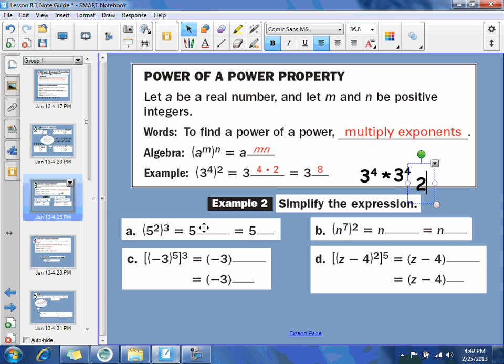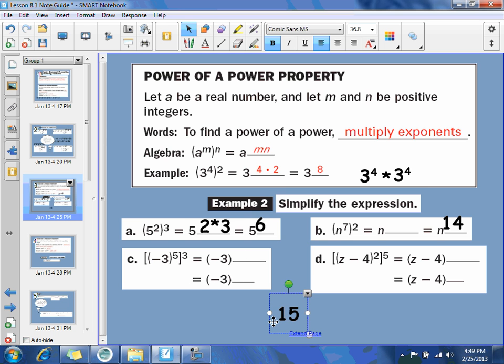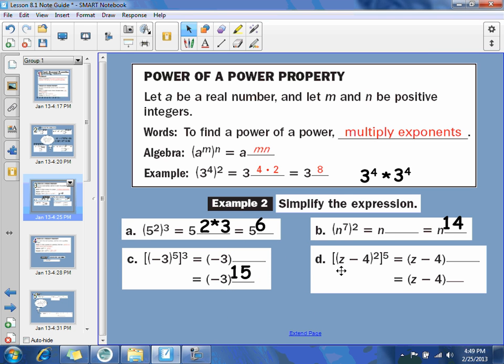So this literally is 5 to the second power and that to the third power, which is literally 3 5 squareds. So 5 squared times 5 squared times 5 squared. That is 5 to the sixth power. N to the seventh power to the second power is literally n to the 14th power. Now notice C, you have a negative number in parentheses. Look at your answer. The negative number is in parentheses. And then we're just taking that power expression to the power of 3. Multiply those numbers.